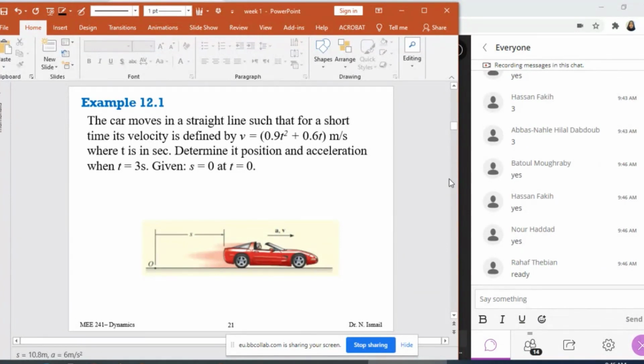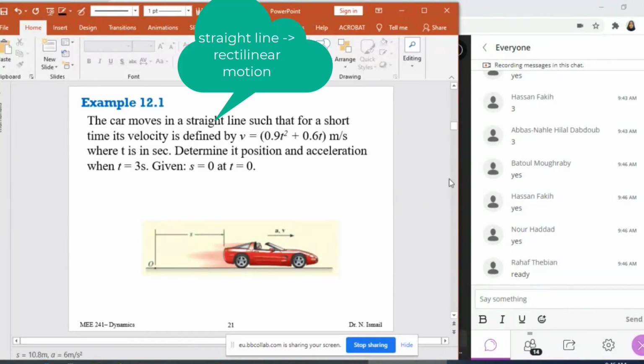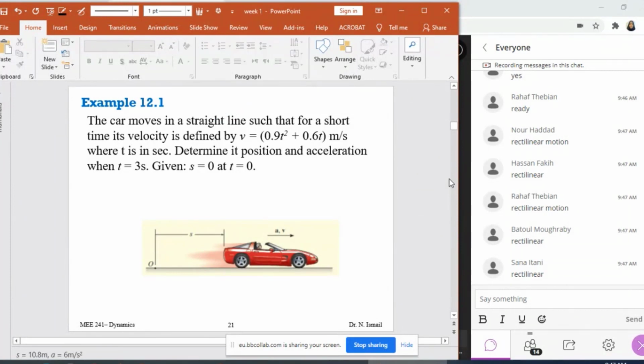Okay, so let's start this problem. I have a car that is moving in a straight line, such that for a short time, its velocity is defined as v = 0.9t² + 0.6t. So here, guys, I know the equation of v in terms of t. This equation will help me out in converting the 3-variable equation to a 2-variable equation. But I have to choose which equation I should use.